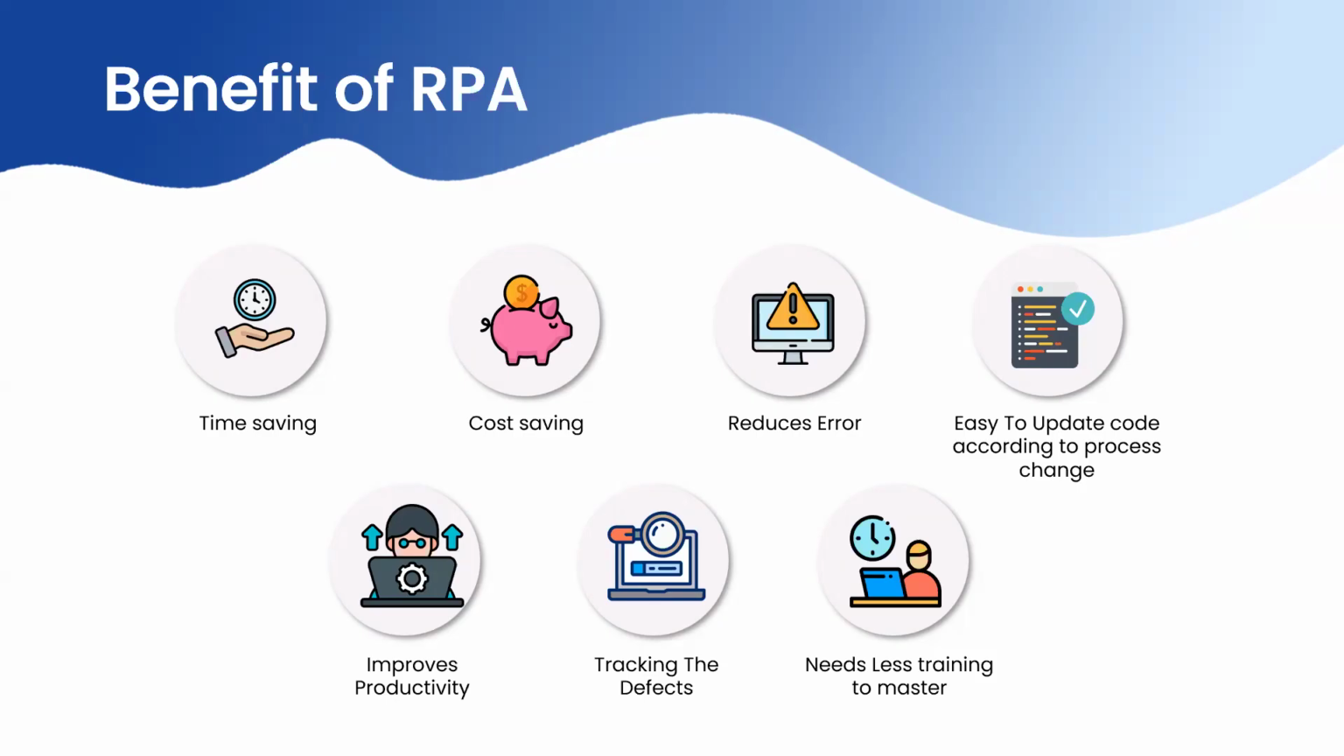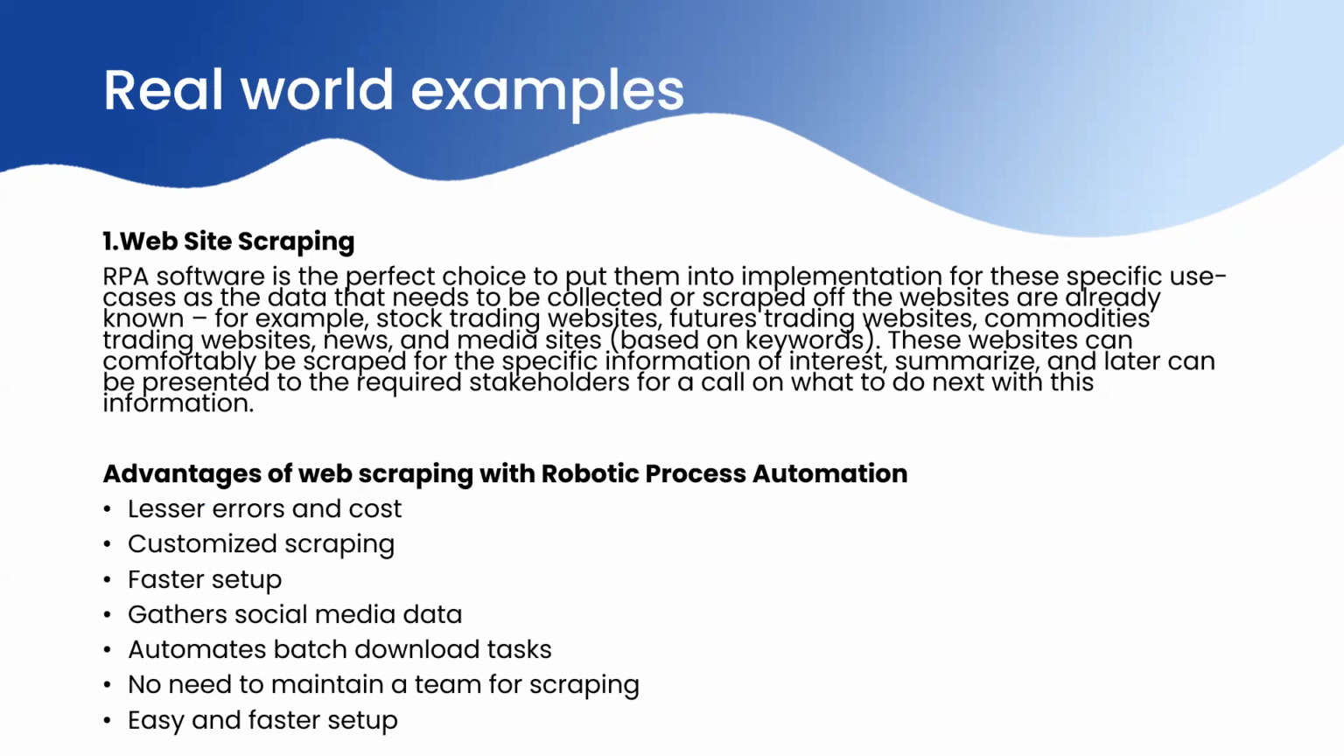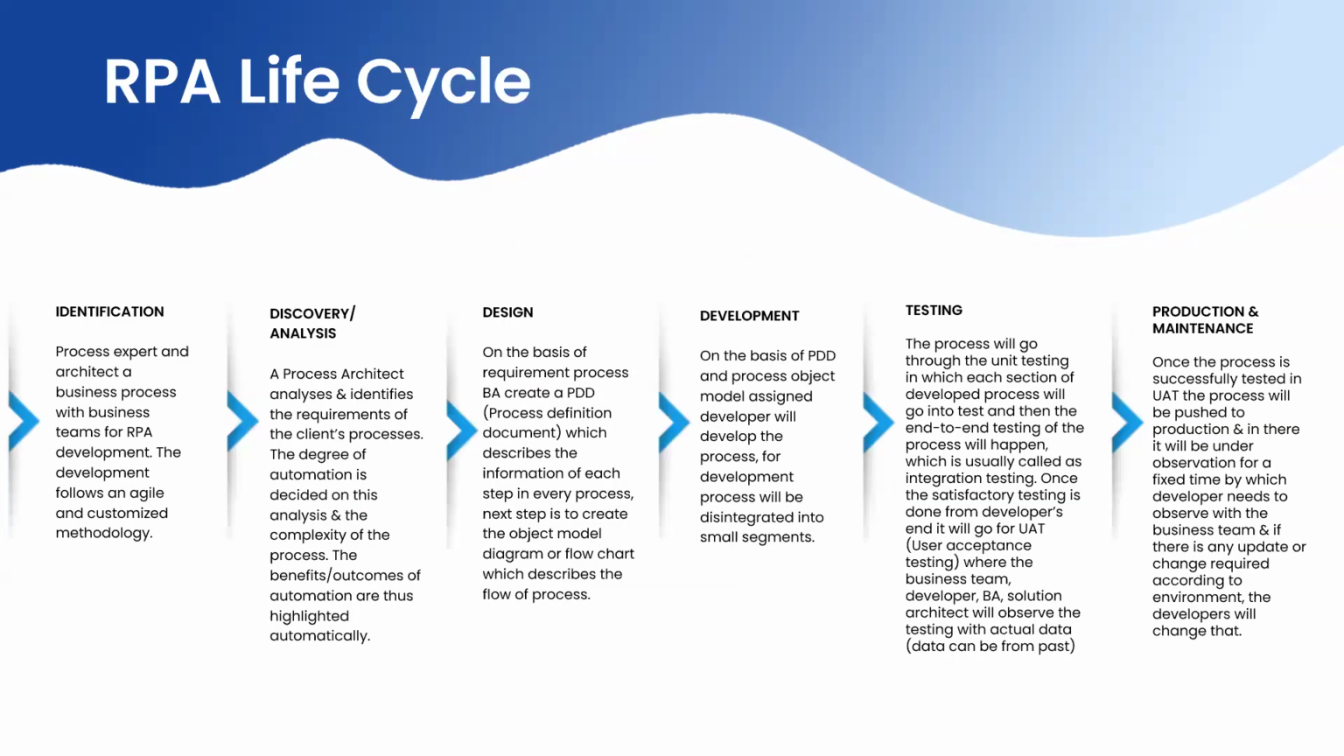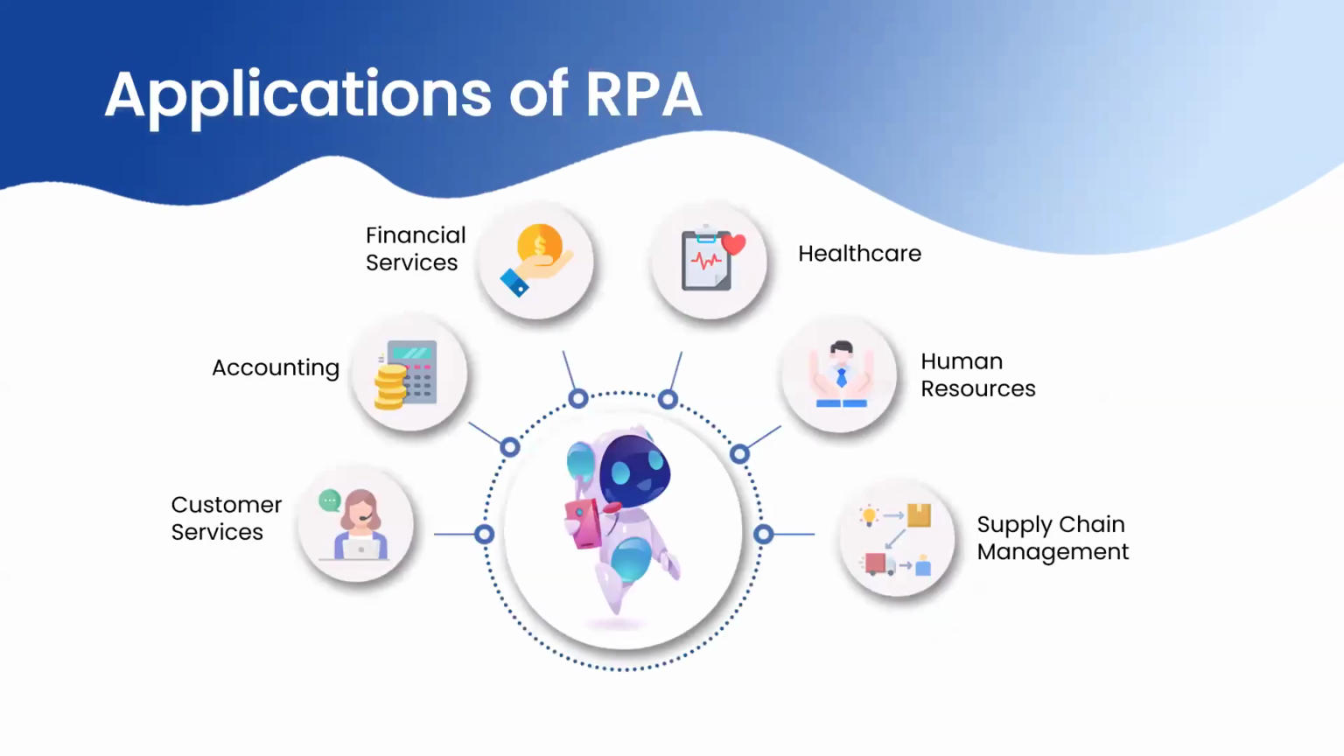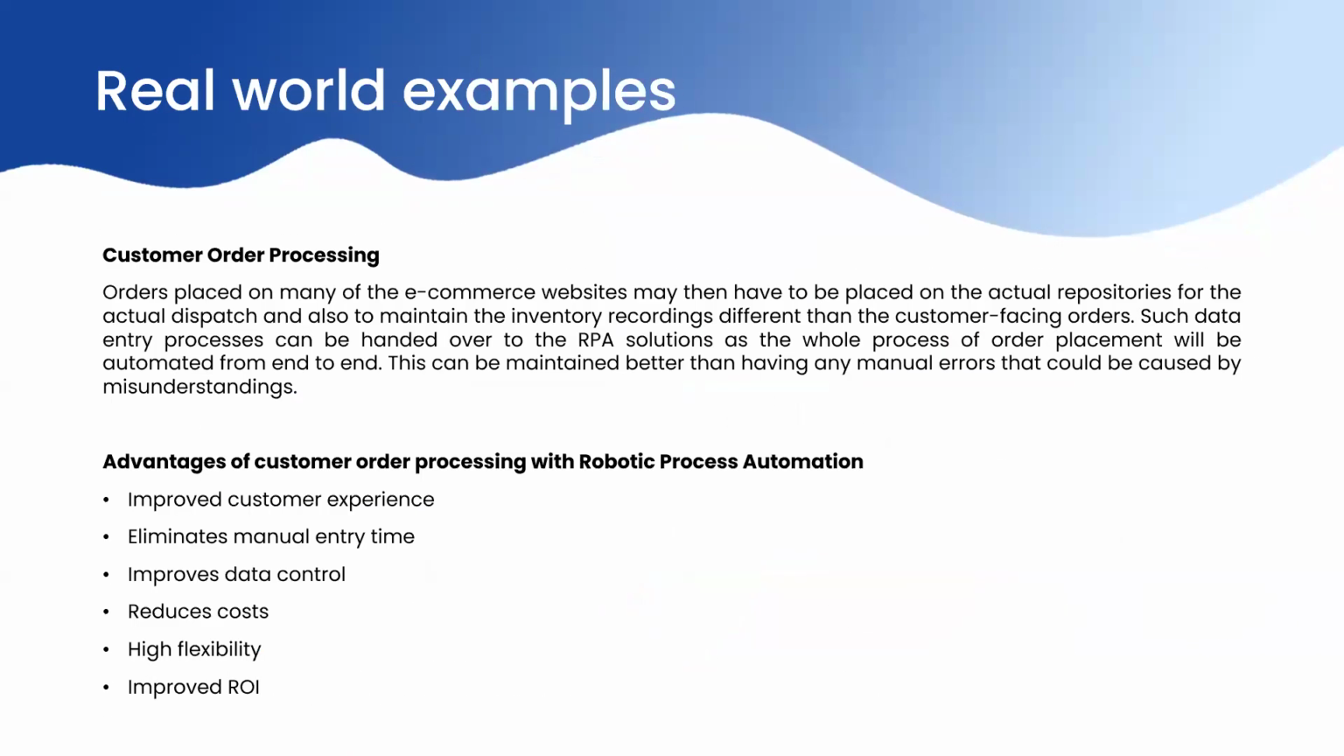Okay, now let's go to the next one. So we have real-time examples, real world examples. We have website scraping. These are the real-time examples. You can read a little bit. I think we saw real world examples over here a lot. Customer service, accounting, financial, healthcare. Okay, and the same things are over here. Customer ordering process and these kinds of things.